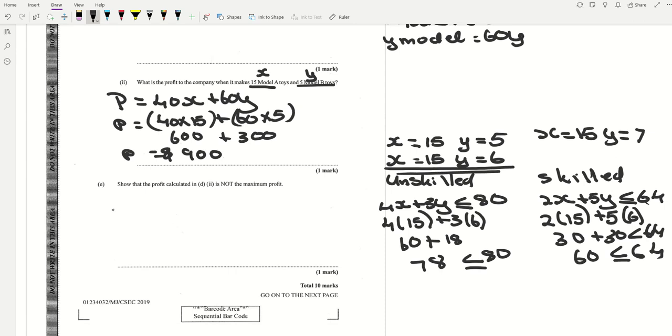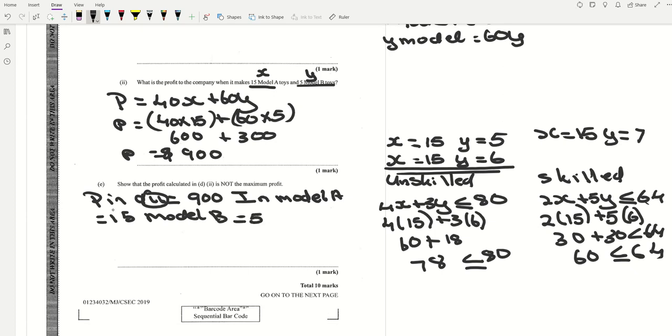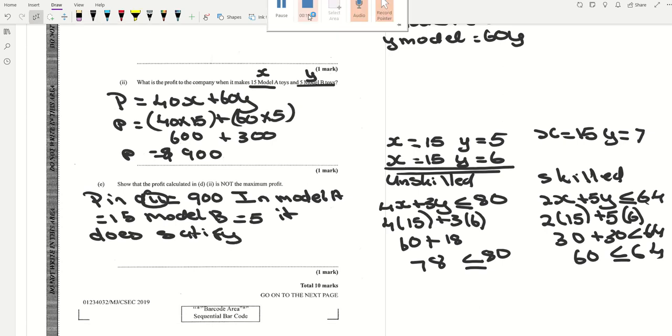So what you would say, the profit in D part 1 is equal to $900, and model A is equal to 15 and model B is equal to 5. It does satisfy. I should type this down, hold on.